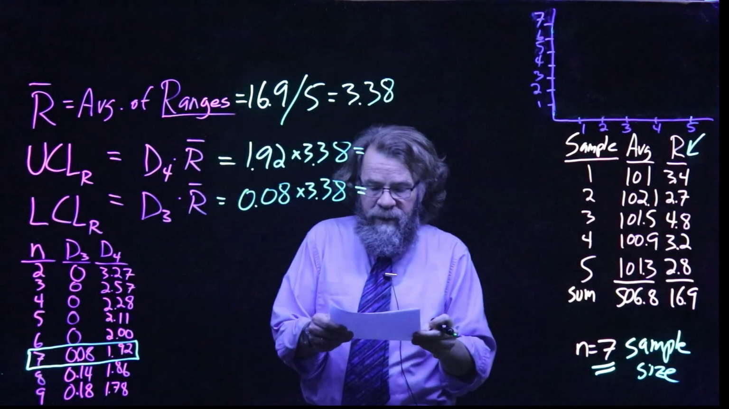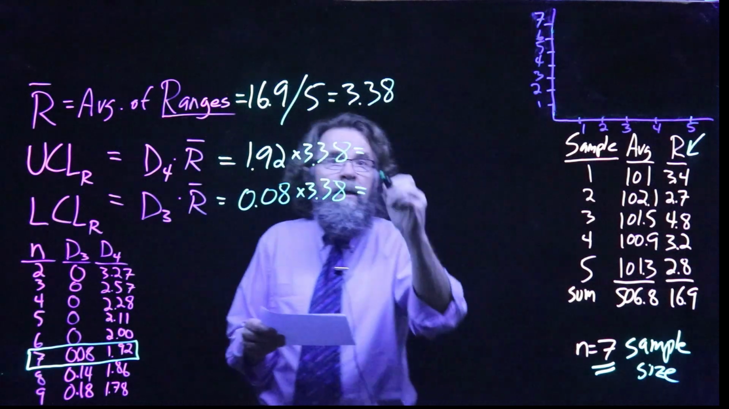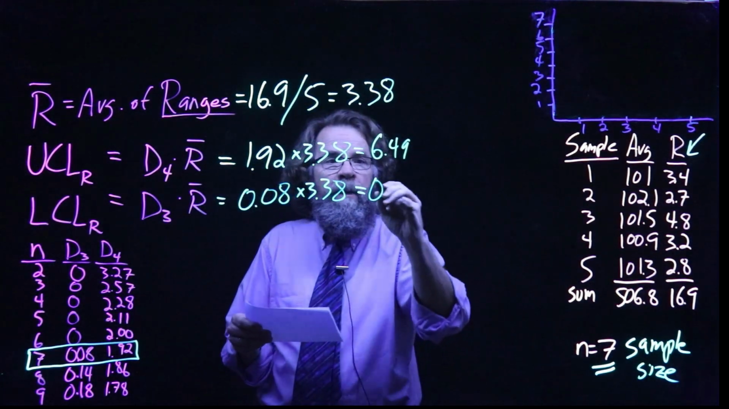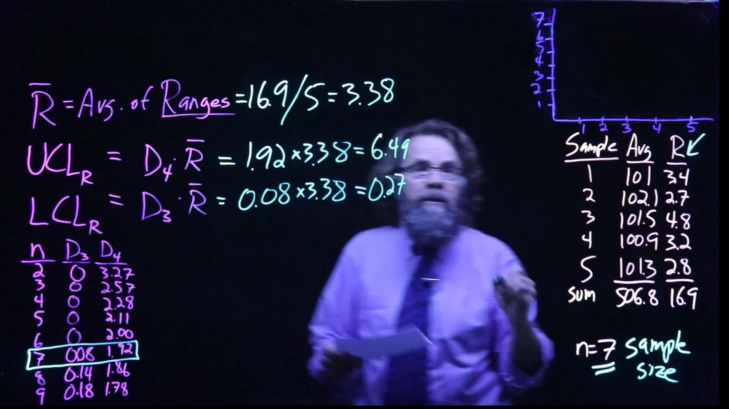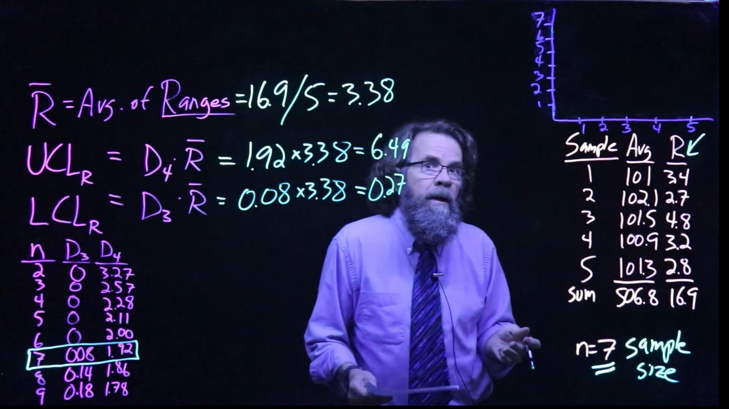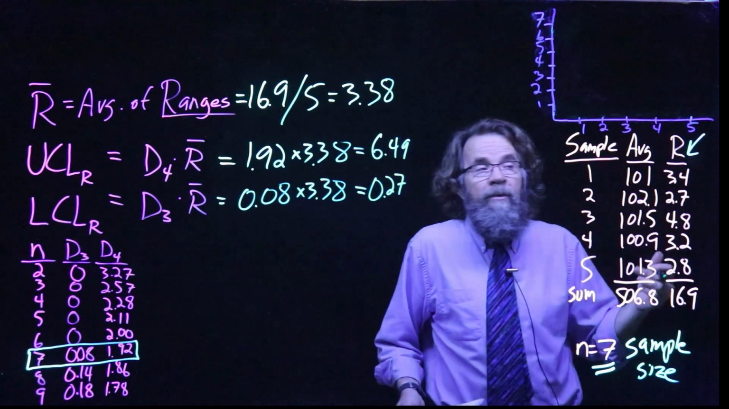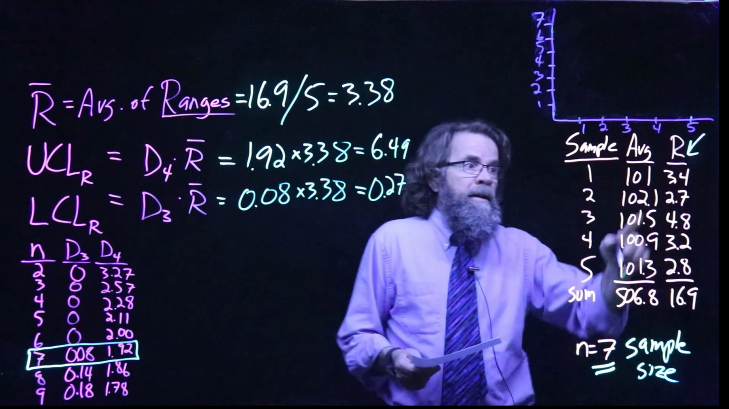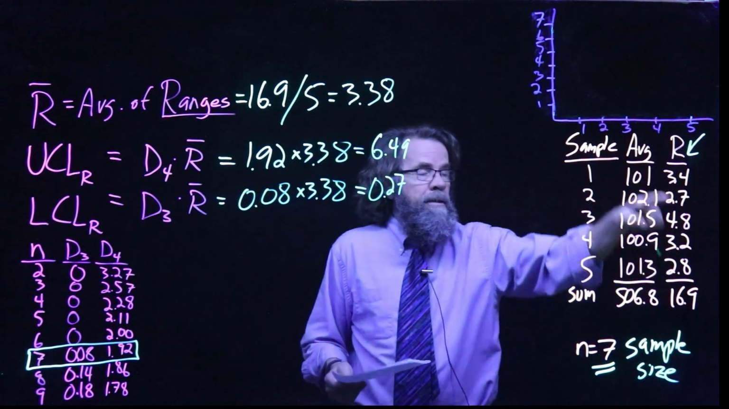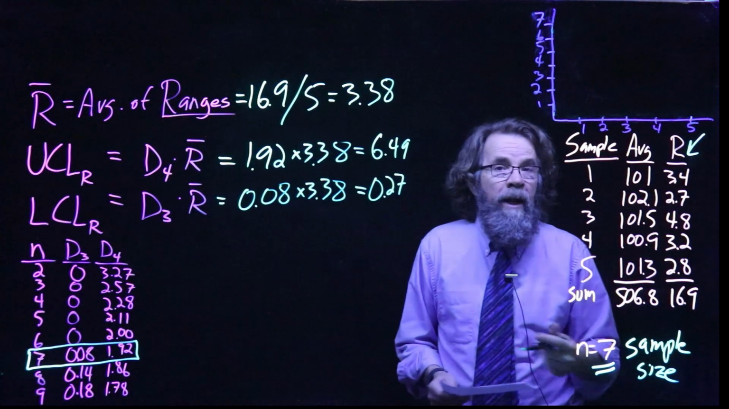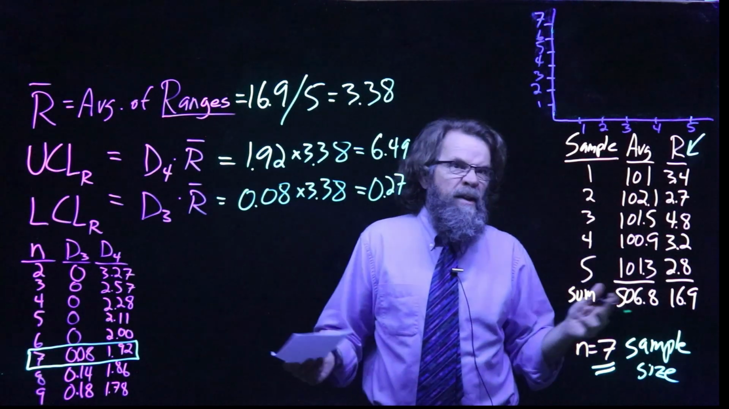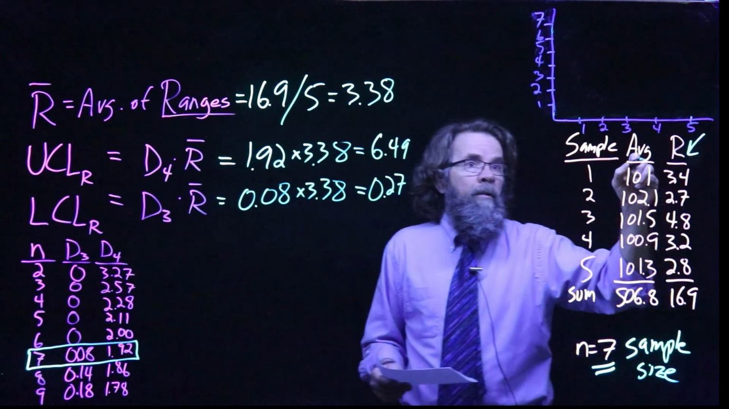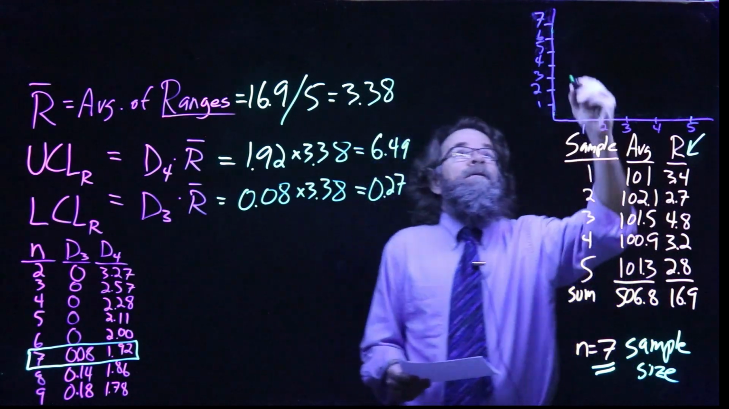And this will give us an upper control limit of 6.49, and a lower control limit of 0.27. So we've calculated the control limits. In theory, you don't need to make a graph. You just need to figure out if we have any numbers bigger than this or smaller than that. And since I only have 5 numbers, I can quickly see that there's nothing bigger than this or smaller than that. But the whole point is to make a chart. So let's make a chart. I'll start by graphing the upper and lower control limits, and then we'll graph the individual range values.